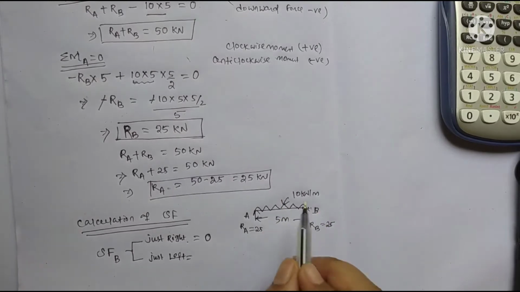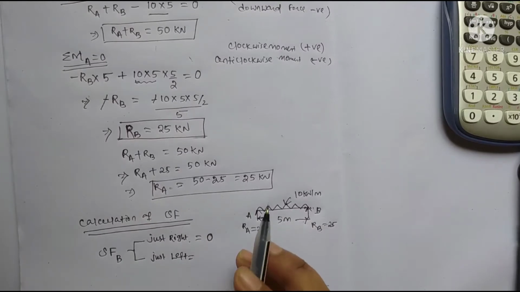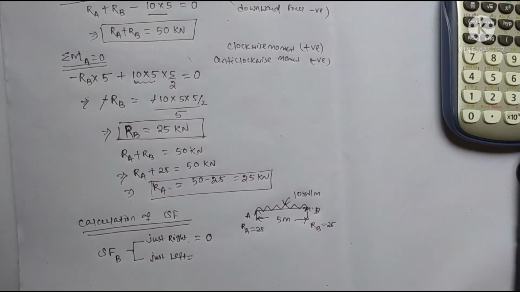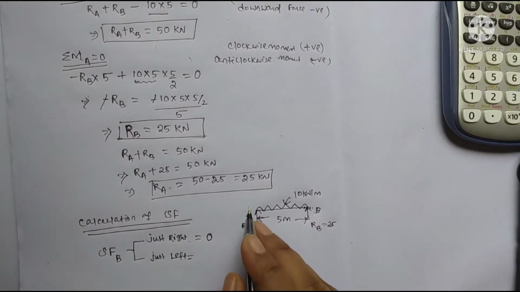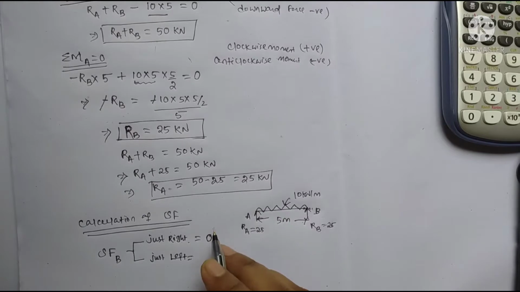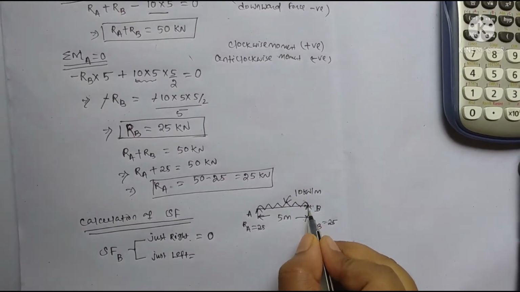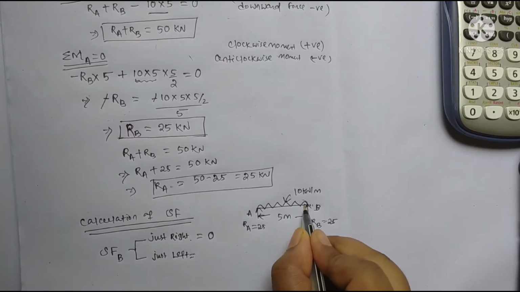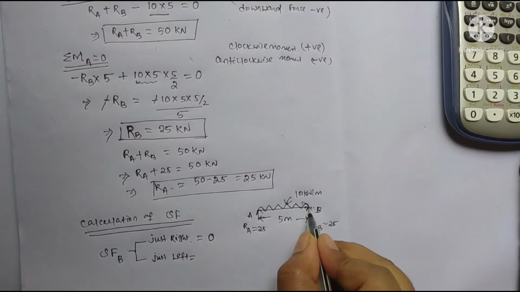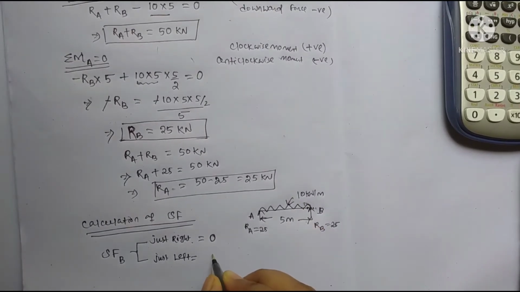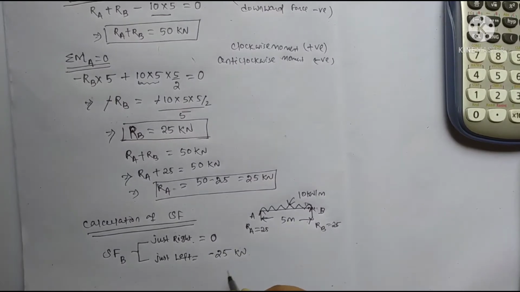And as I said in the previous lecture also, when we are going to calculate shear force, just keep in mind that the value of moment that is clockwise is positive and anti-clockwise moment is negative. So here RB gives anti-clockwise moment about the point just left of point B. RB gives anti-clockwise moment, so it should be negative. So minus RB, that is minus 25 kilonewton.